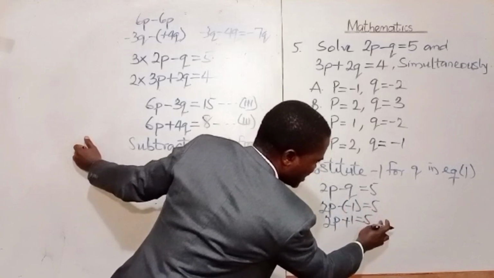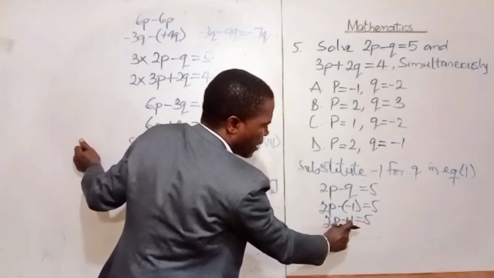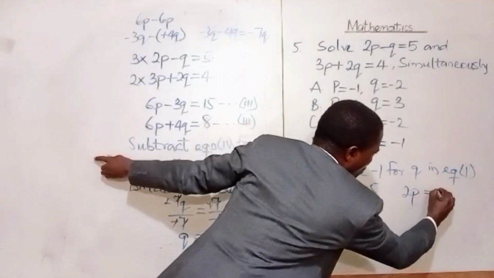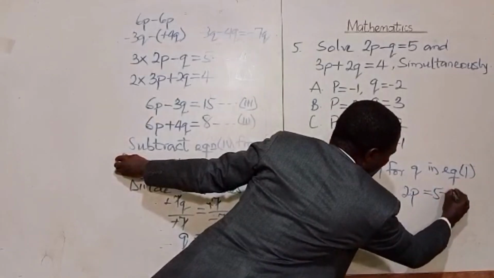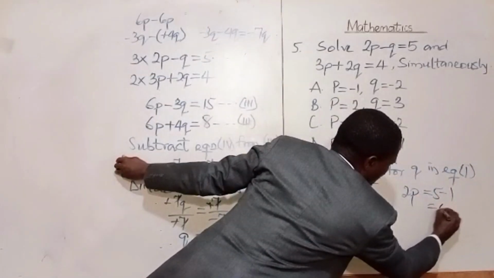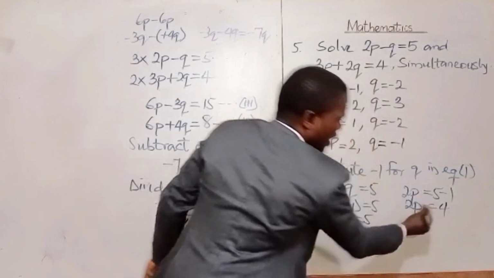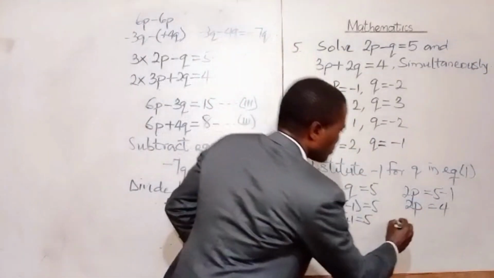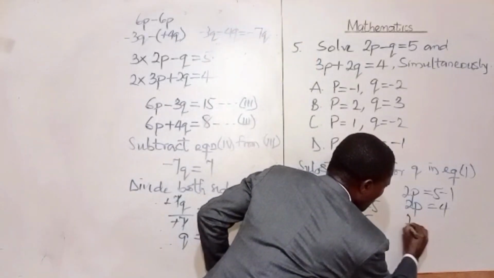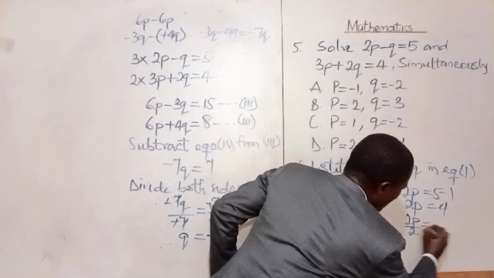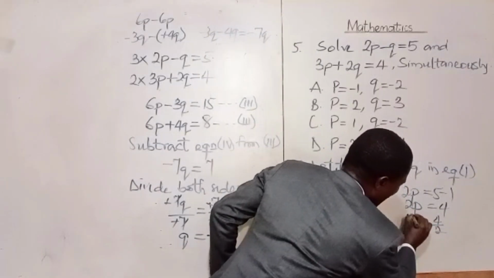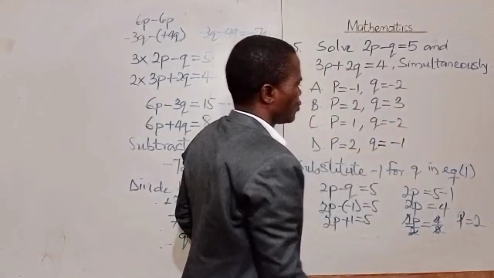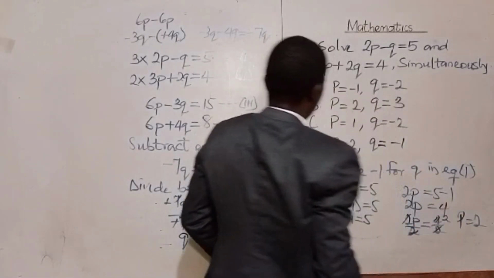Taking this 1 to the other side, the sign changes to minus. So 2p is going to be equal to 5 minus 1, and that is 4. For us to get the value of p, we now divide both sides by 2. So we have 2p divided by 2, which is now 4 divided by 2. So p will be equal to 2, because 2 here, 2 here. P is equal to 2.